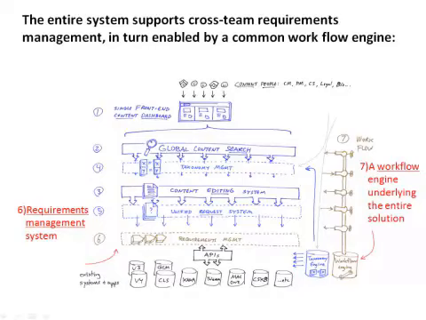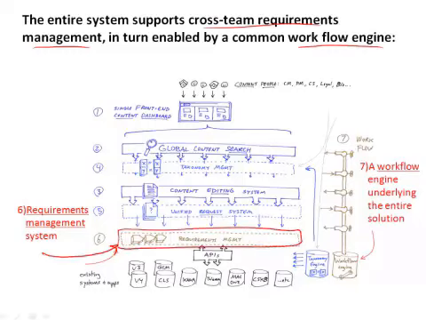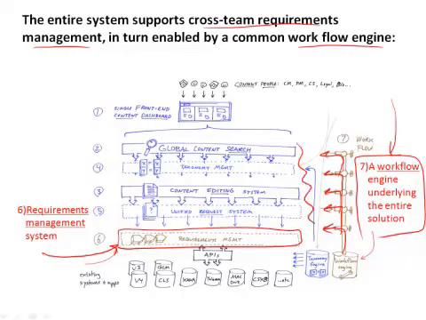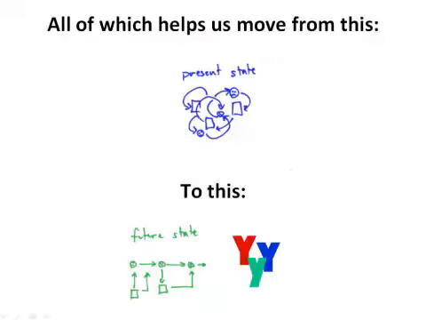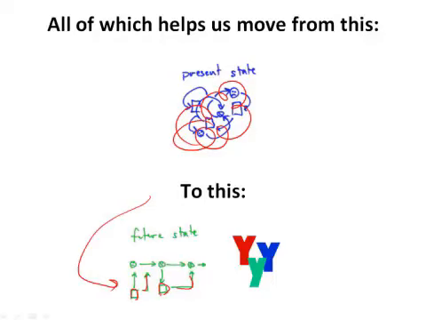The entire system then supports cross-team requirements management, which is in turn enabled by a common workflow engine. Item number 6, the final layer here. There is a requirements management system that is centralized and can be monitored, which then allows for a common workflow engine, essentially a series of flows in and out that enable us to make sure that all of these layers are interacting. If we do this, we would be able to move from our present state of chaos to a system that is smooth and seamless and scalable for our company YYY.